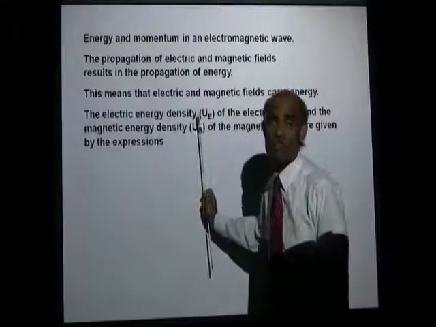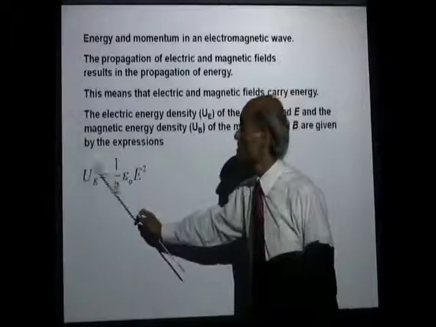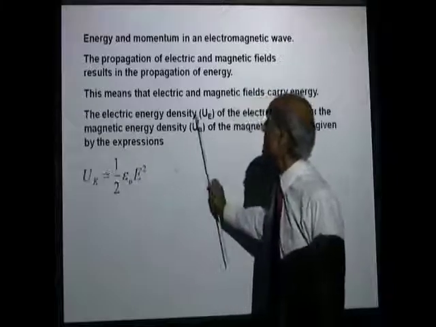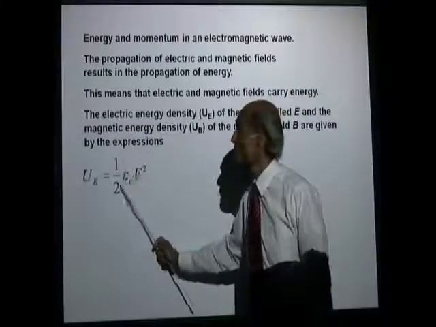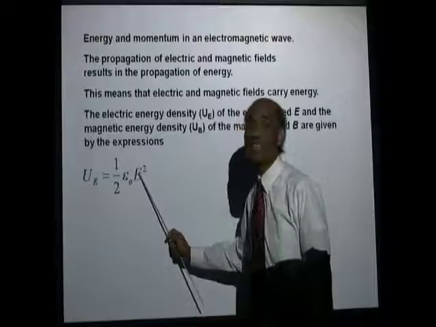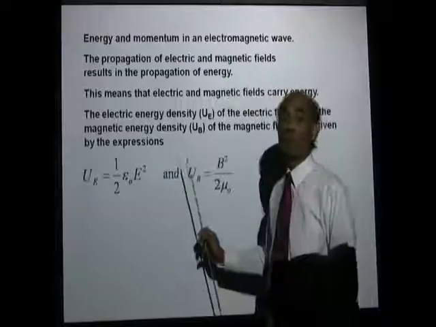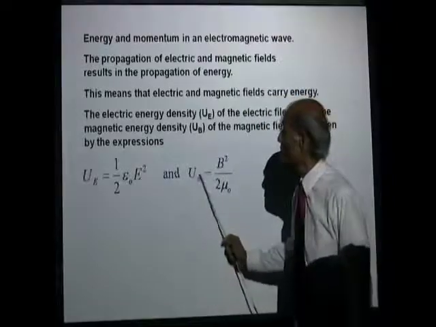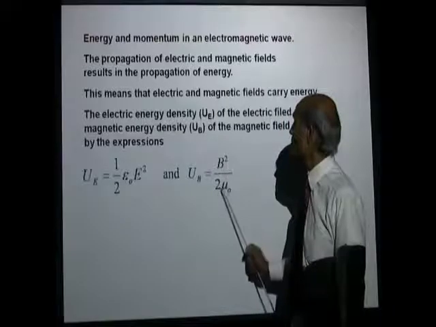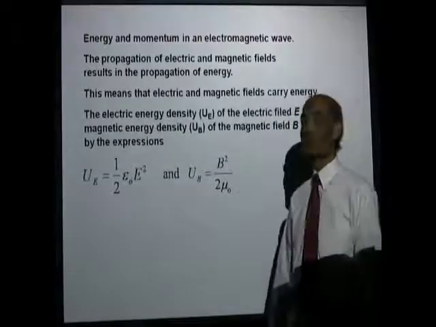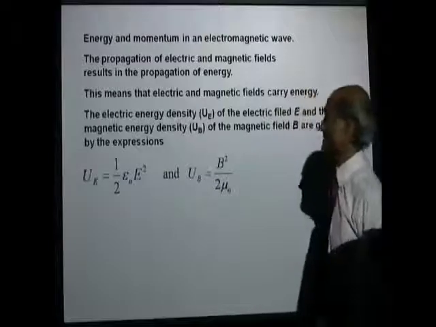We actually discussed them briefly before, if you recall. And these expressions are U sub E, the electric energy density, is 1/2 epsilon naught E squared. And a similar expression for magnetic energy, U sub B, the magnetic energy density, is B squared divided by 2 mu 0. I think we discussed these in our last lesson.